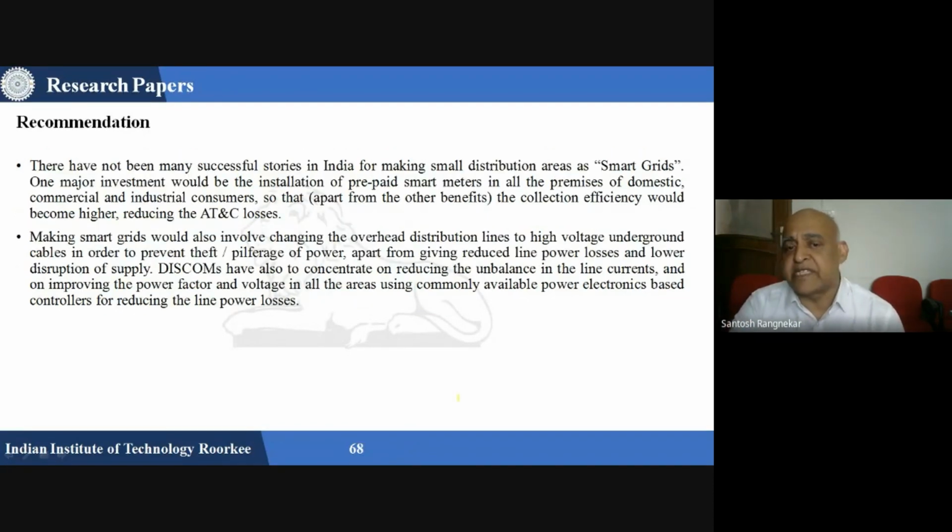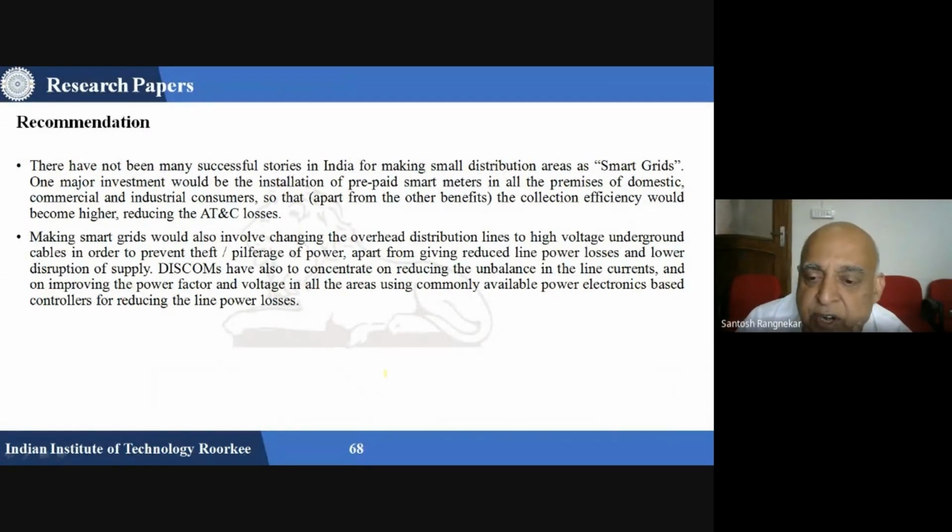There have not been many success stories in India as far as making the distribution areas smart grids is concerned. One major investment would be the installation of prepaid smart meters in all the premises of domestic, commercial, and industrial consumers. And making smart grids would also involve changing the overhead distribution to high voltage underground cables in order to prevent theft.